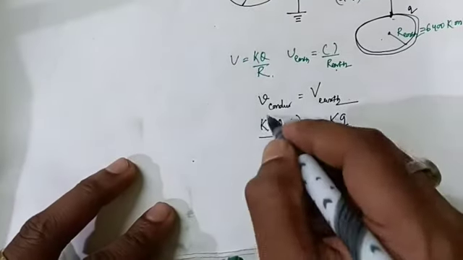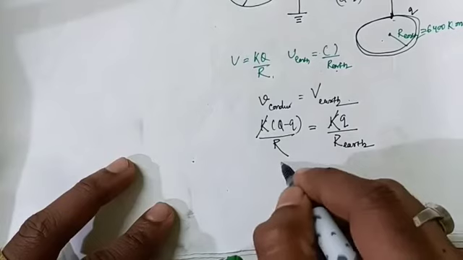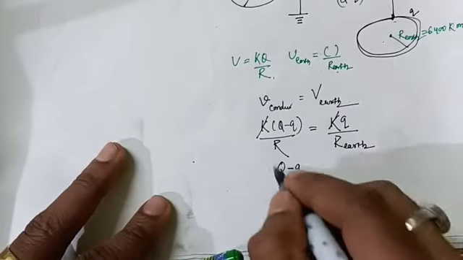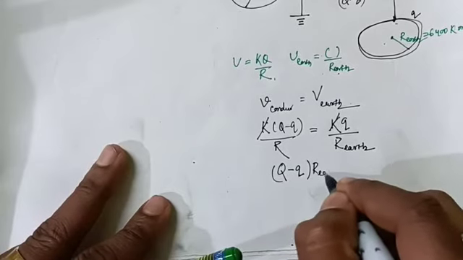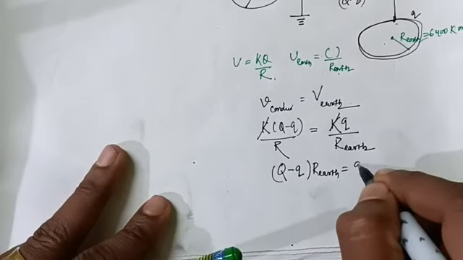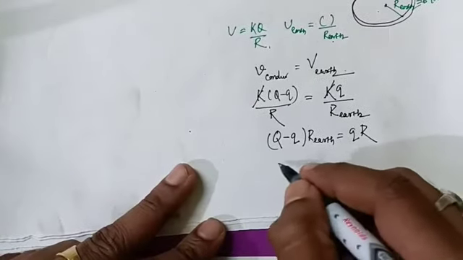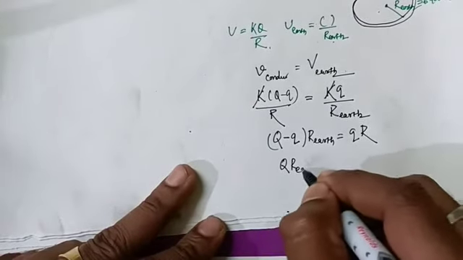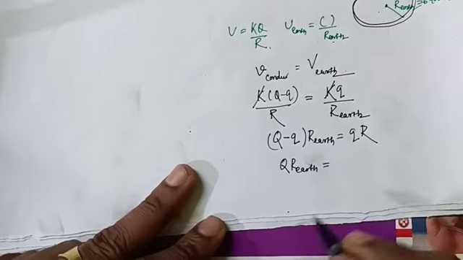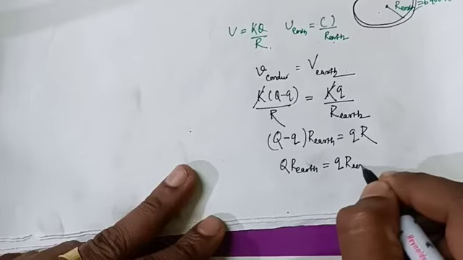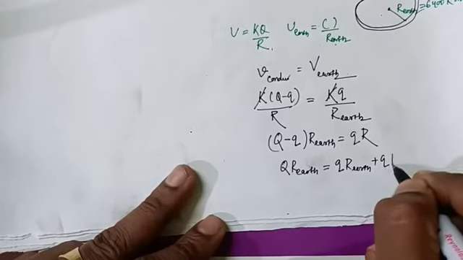What are the things that have been cancelled out? K cancels. What is the expression we are getting? Q minus q into radius of earth is nothing but q into r. A little arrangement here. Q into radius of earth equals to what? Small q radius of earth plus q into r.